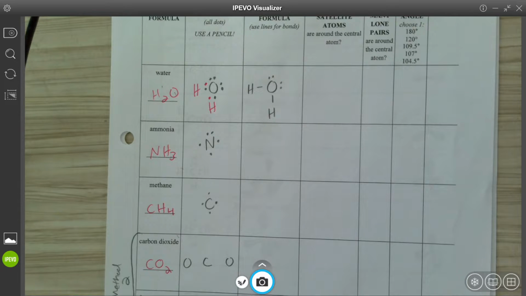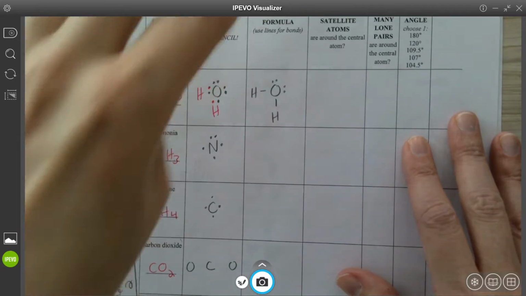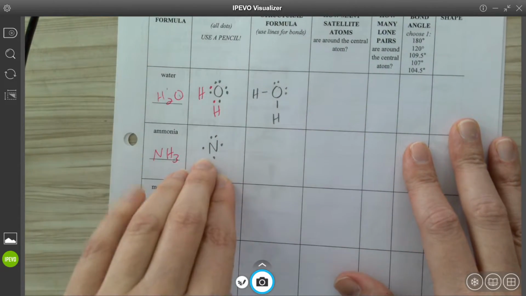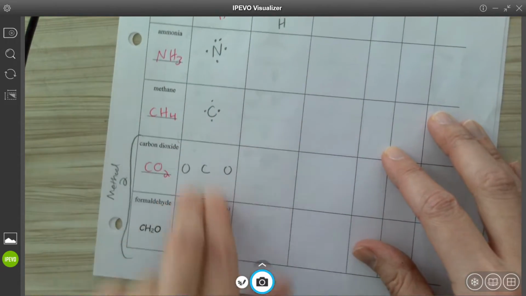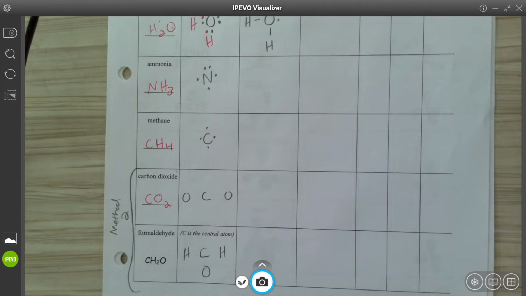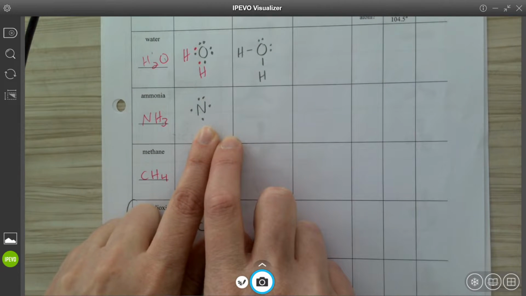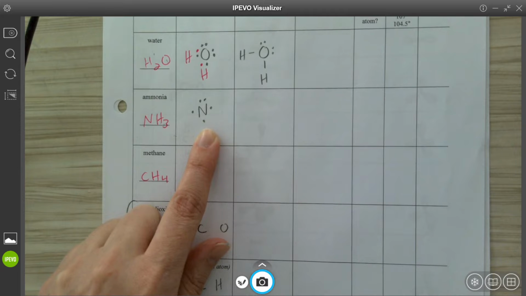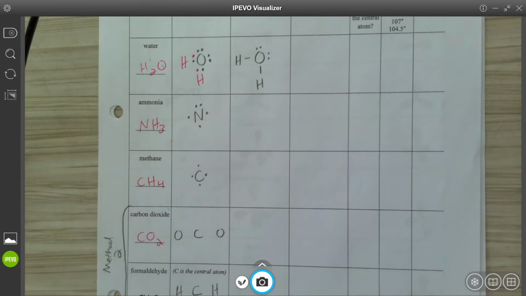Okay, so let's go over these. Also, if you're still confused about method 1, which would be a good method to use for these, and method 2, which would be a good method to draw these, listen up, okay? Method 1 means you jigsaw it together, okay? You put the electrons on the central atom, and then you can immediately see where the other ones fit. Method 1 works well for very simple molecules, okay?